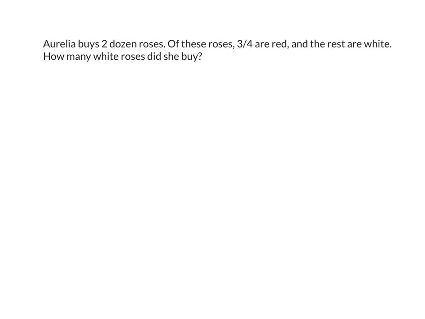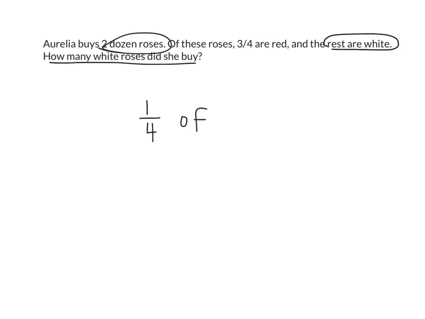Good. It says, Aurelia buys 2 dozen roses, very timely for Valentine's Day. Of those roses, 3/4 are red and the rest are white. Yes, this was in Zern, very good. How many white roses did she buy? Be careful. Should I just do 3/4 of 2 dozen? No, because the rest are white. And if I'm trying to find out how many white roses she bought, what fraction was white? 1/4. Okay, 1/4 of 2 dozen. How much are in 2 dozen? 24. So I'm trying to find 1/4 of 24.